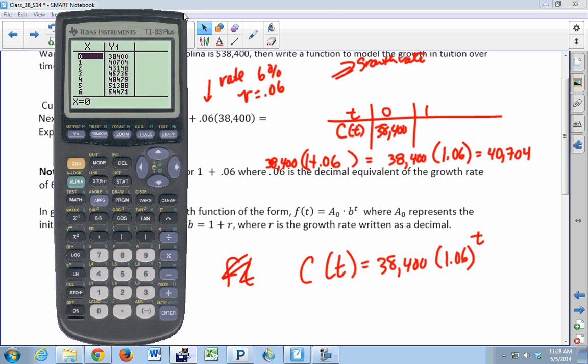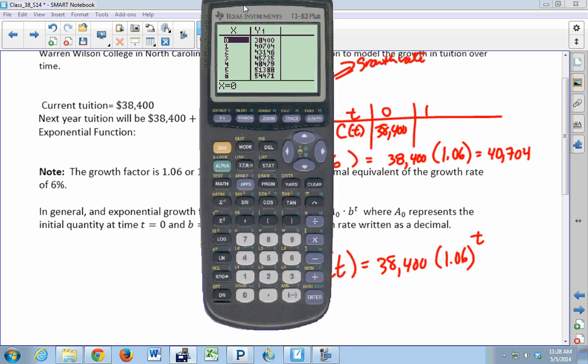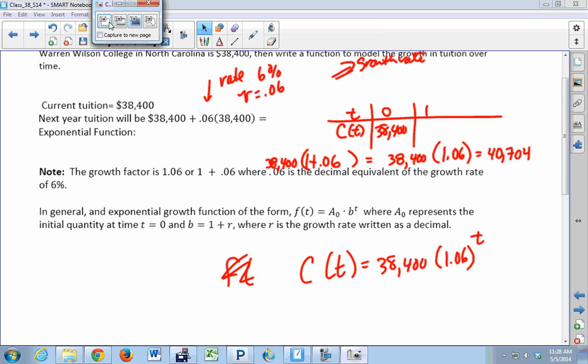Let's take that out. Take a little picture of that. Oh, here we go. Let's not do that.